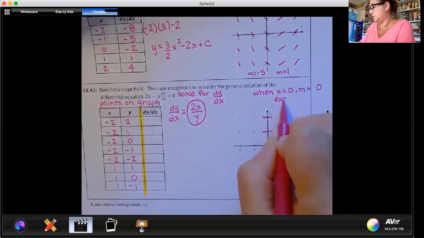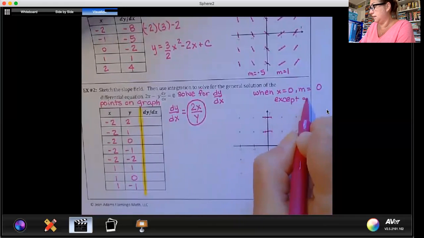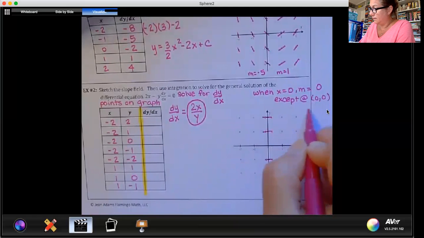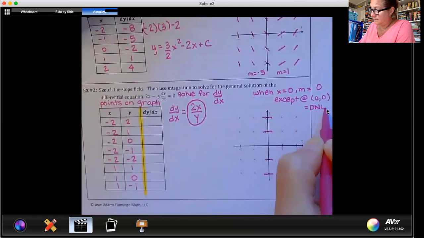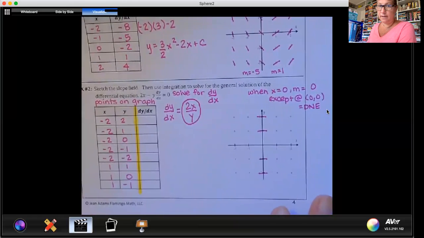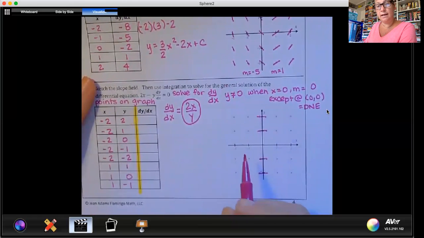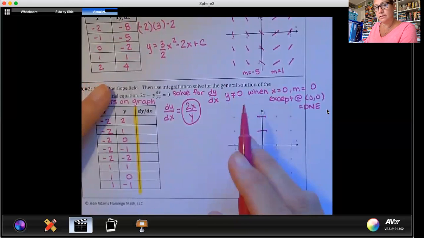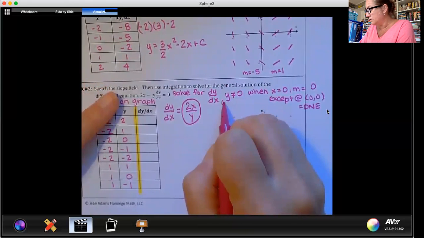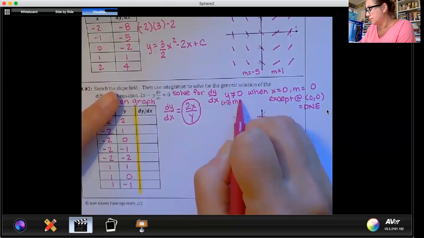except at (0, 0), which does not exist. y cannot be 0 here. So when y is not able to equal 0, there's nothing on the x-axis.